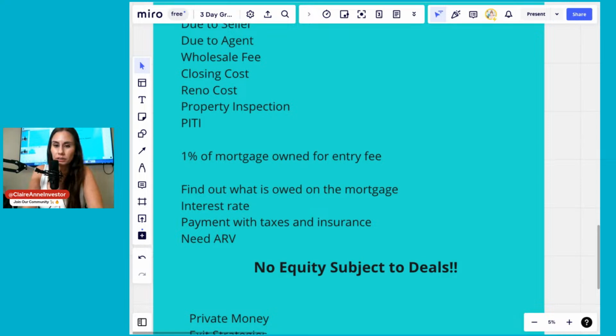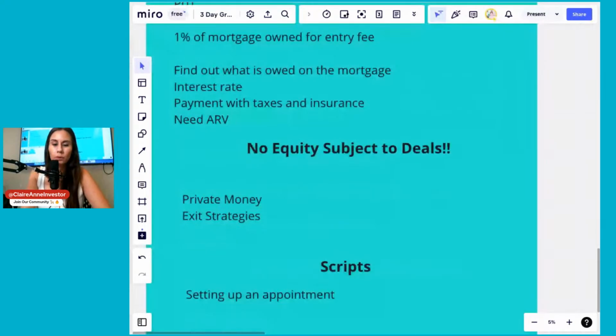All right. So what I am not going to go into today, which we can do another day, because I want to get on the phones, is that there is a way to obviously structure these deals with private money. And there are exit strategies that we can also talk about, but that is not today at the moment. So we are going to do scripts, and we're going to actually get on the phones.